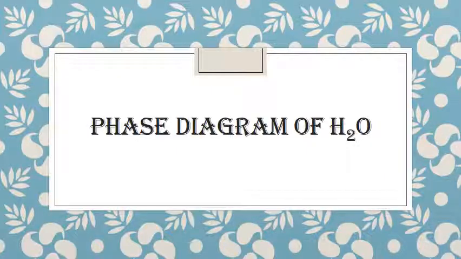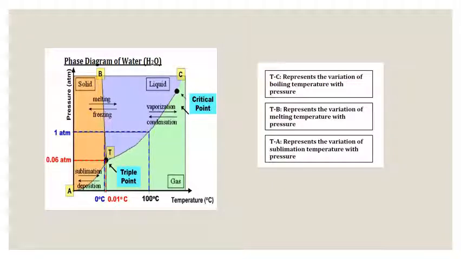Phase diagram of water. As you can see here, phase diagram of water is different daripada phase diagram of CO2 disebabkan water ada anomalous behavior. As you can see, apa yang kita nampak paling jelas di sini adalah melting line TB. Kalau sebelum ini dalam CO2, melting line TB, melting line untuk CO2 slanted ke arah kanan, tetapi melting line TB bagi water slanted ke arah kiri. So melting line TB bagi water adalah negative slope, while melting line bagi CO2 adalah positive slope.